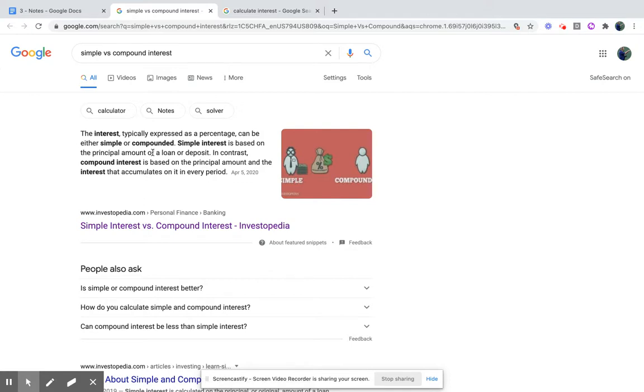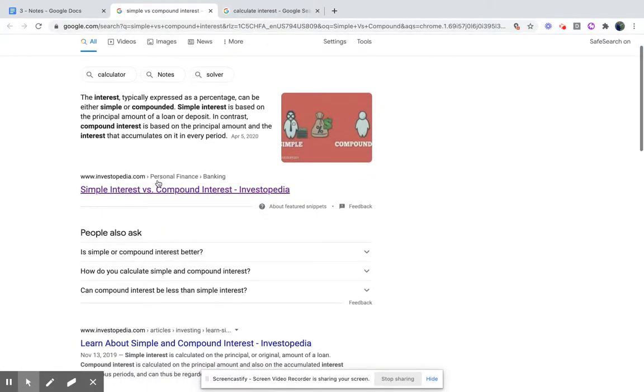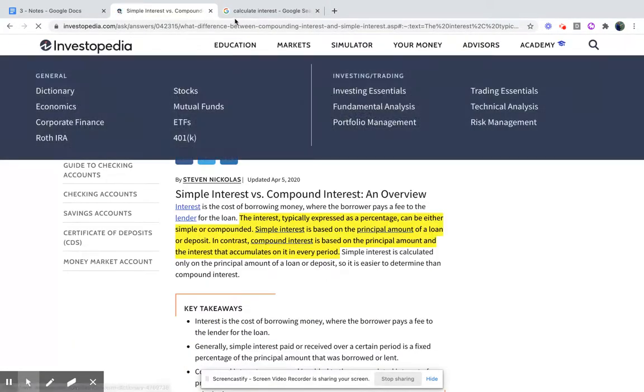In contrast, compound interest is based on the principal amount and the interest that accumulates on it in every period, which is typically years. So if I take out a loan for $10, and I have 3 years to pay it back, every year my principal, the amount I'm going to owe and what they're going to base their interest rate on, is going to grow, because it's going to add to it every year. So we're going to go to Investopedia.